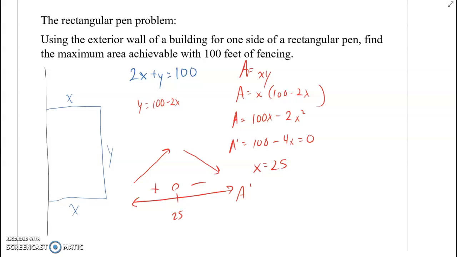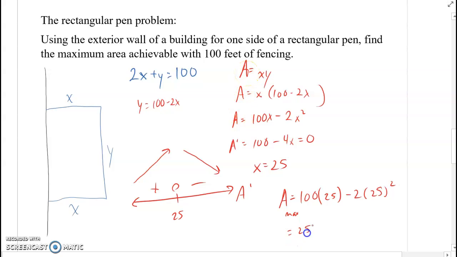But the question is, what is the maximum area achievable with 100 feet of fencing? So we have to find the area when x equals 25. So we simply evaluate the area, which is 100x minus 2x squared, when x equals 25. You could use any one of these equations, it's fine.